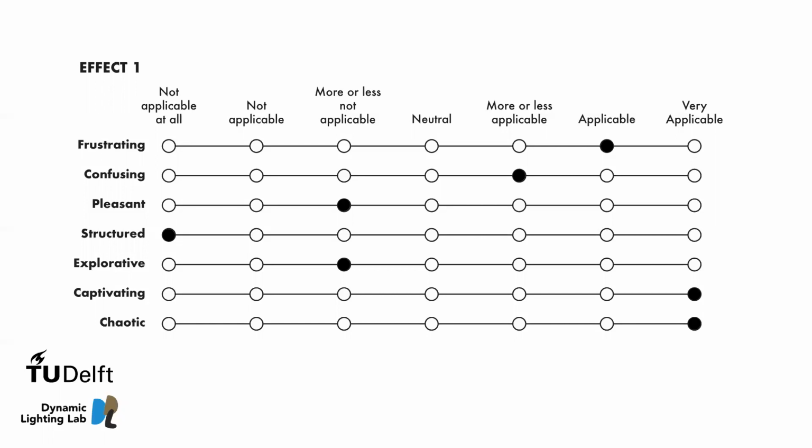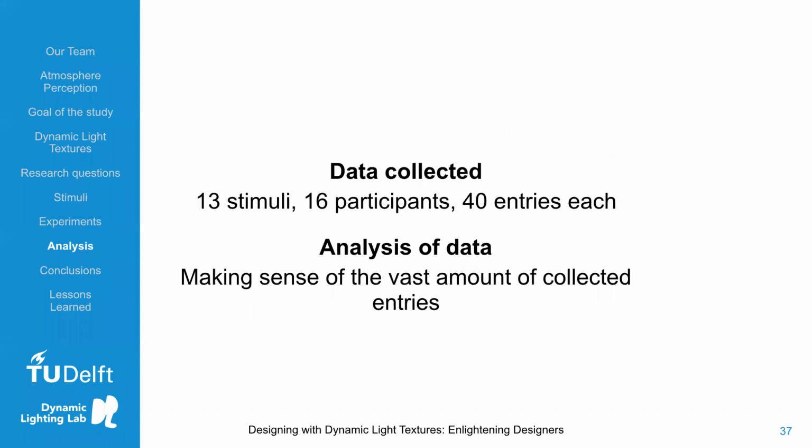You can see that frustrating and confusing correspond to this, they are taken together a little bit, and then structured is not applicable at all. So we already see some opposites and some sort of construct appearing in this. What we did after this, because we had 13 stimuli, we had 16 participants in the second experiment, we had 40 entries each, which roughly comes down to 8,300 entries, which is a vast amount of data, obviously. We had to find a way to make sense of all this.